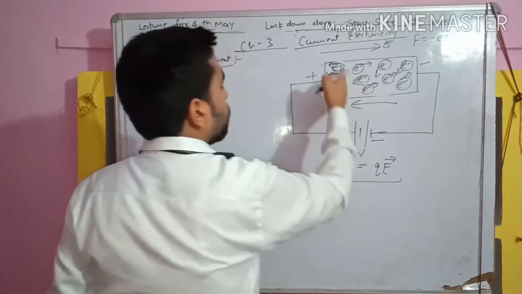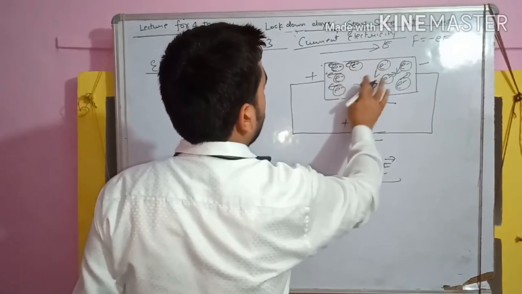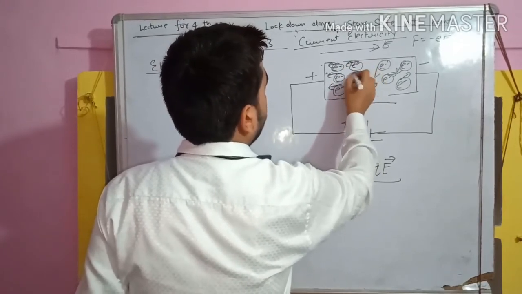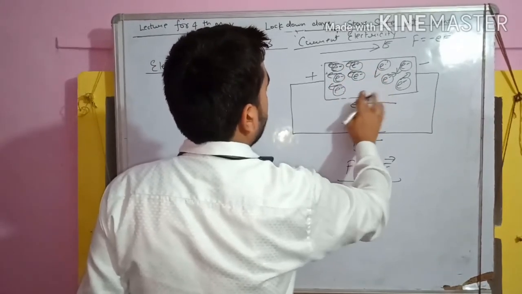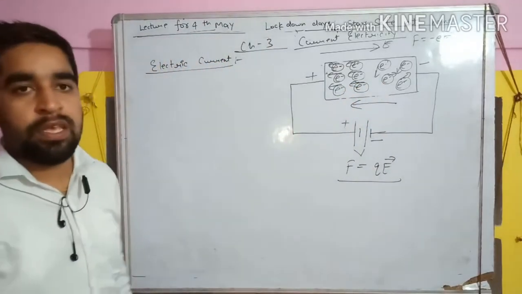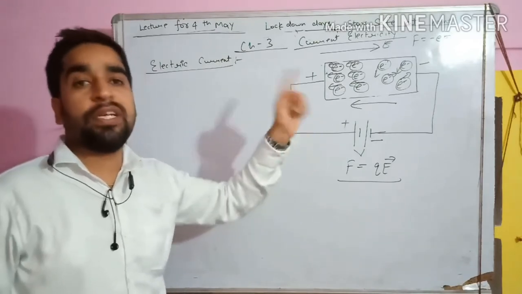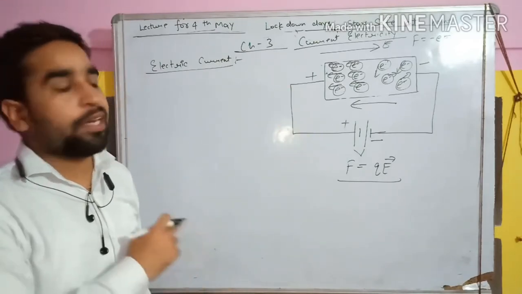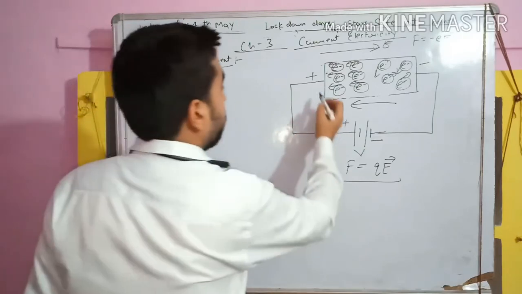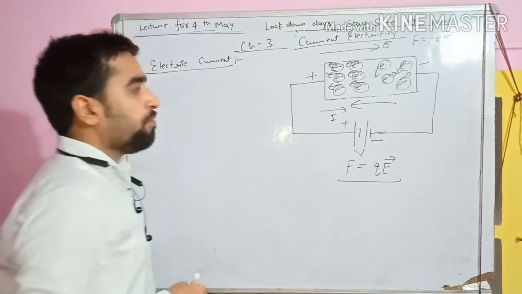Now students, as the electrons have gained a particular direction, whenever there is a flow of charge, it originates current. What will be the direction of current? Students, please remember the current is always in the direction opposite to the flow of electrons. So the current direction will be from the high potential to the low potential. This will be the direction of current.